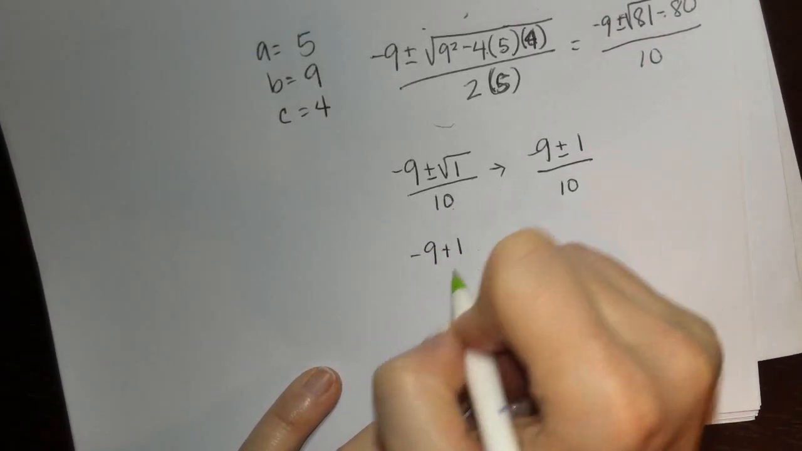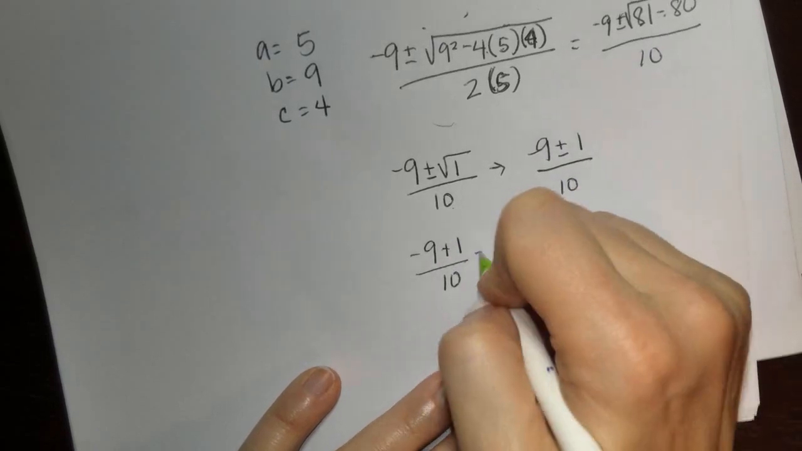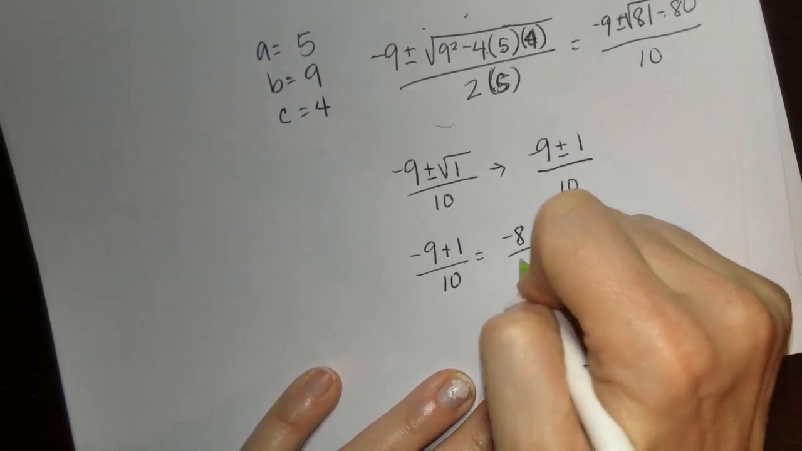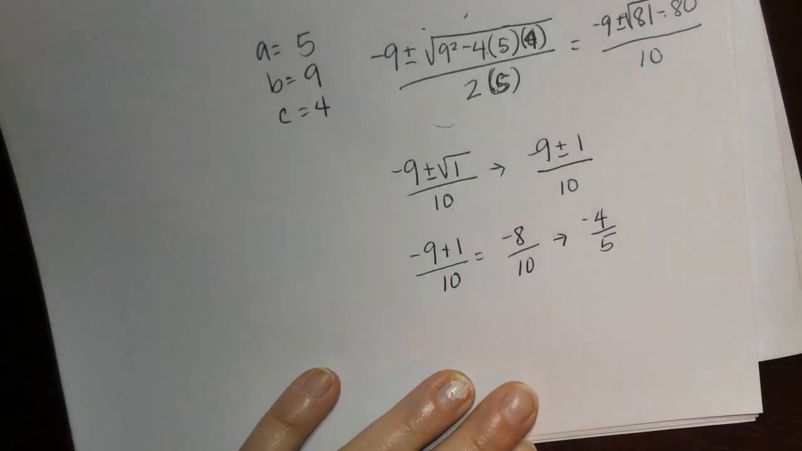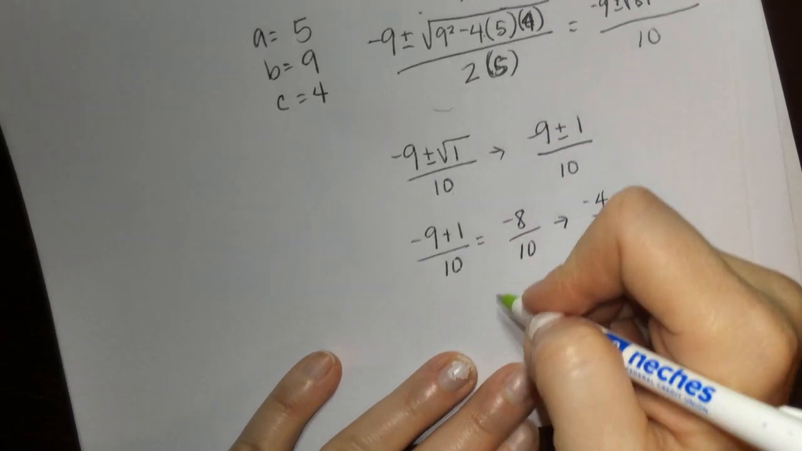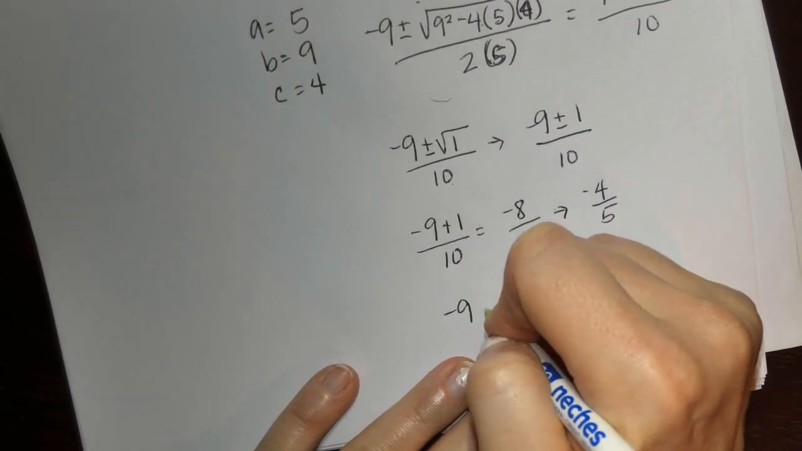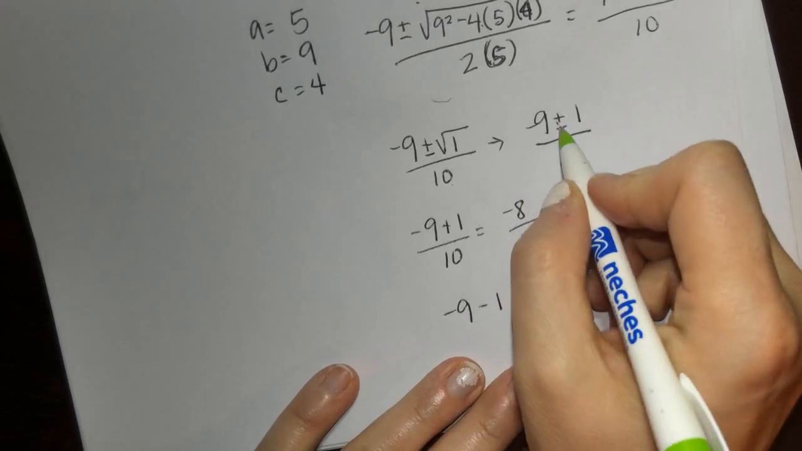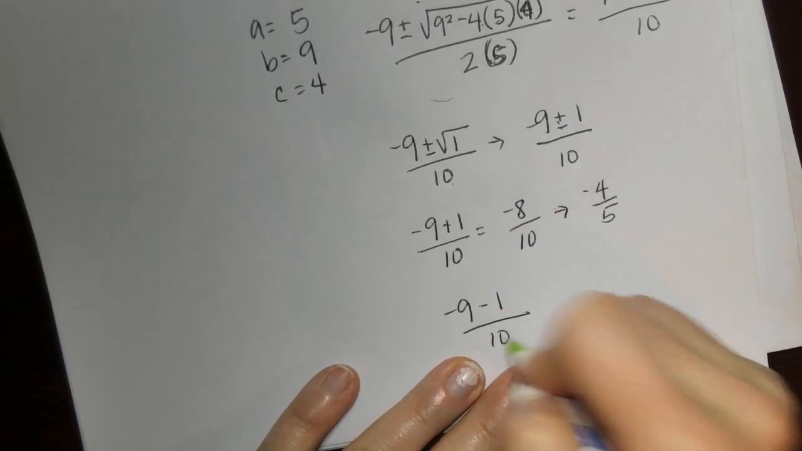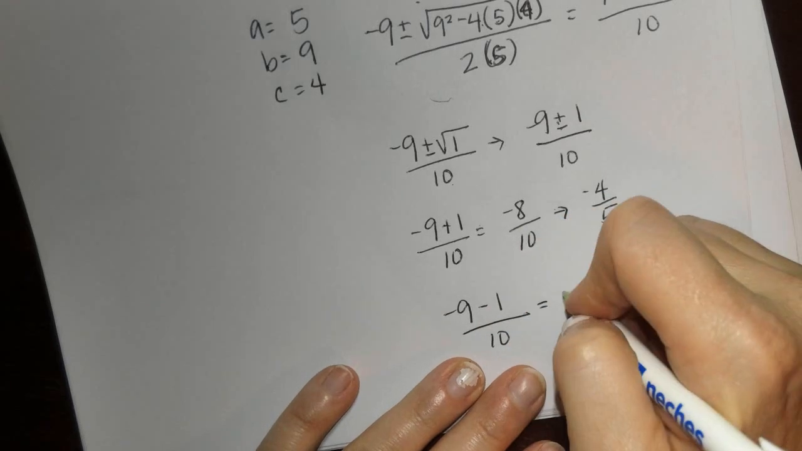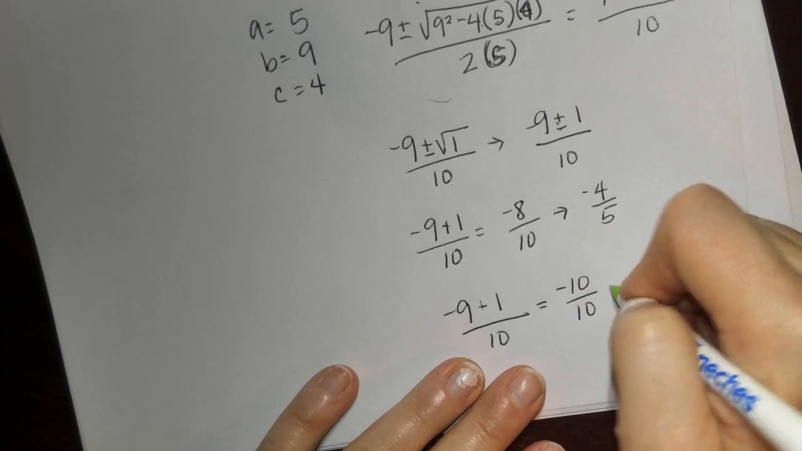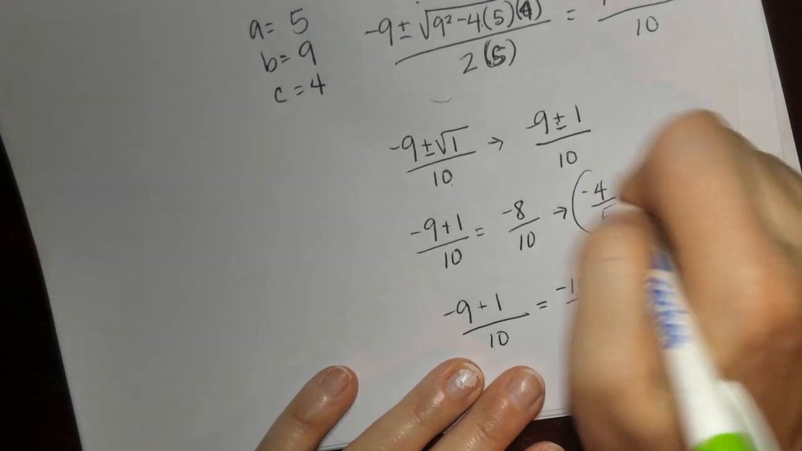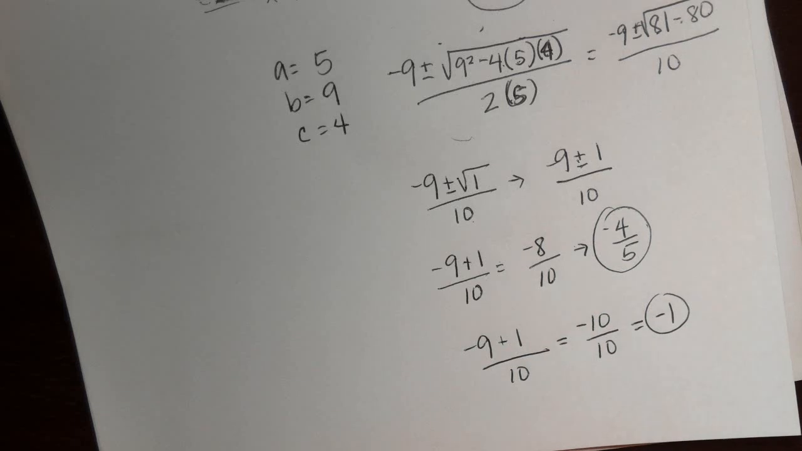negative 9 plus 1 over 10, and that is negative 8 over 10, which simplifies down to negative 4 over 5. And then my other one is negative 9 minus 1, because you got to do plus or minus, all over 10. So that equals negative 10 over 10, which equals negative 1. So negative 4 over 5 and then negative 1. Those are your two solutions.